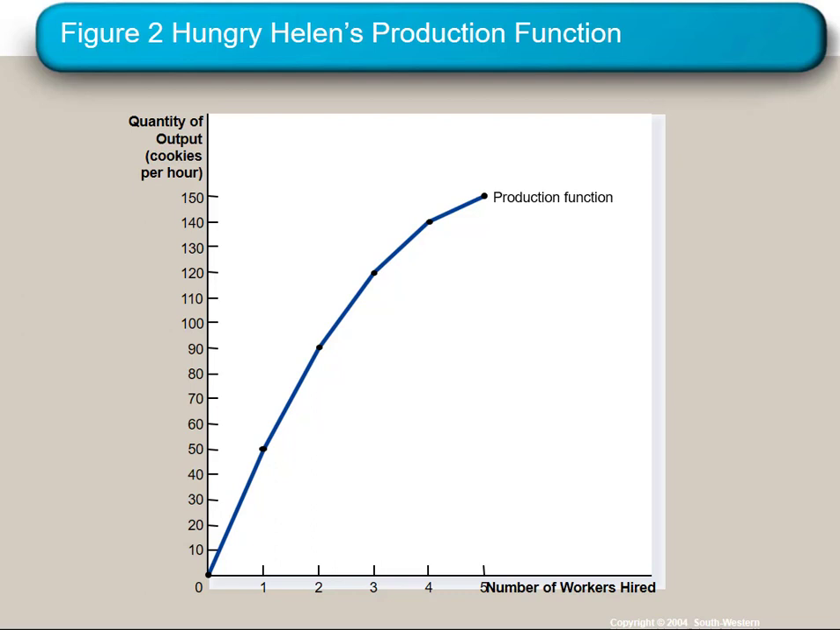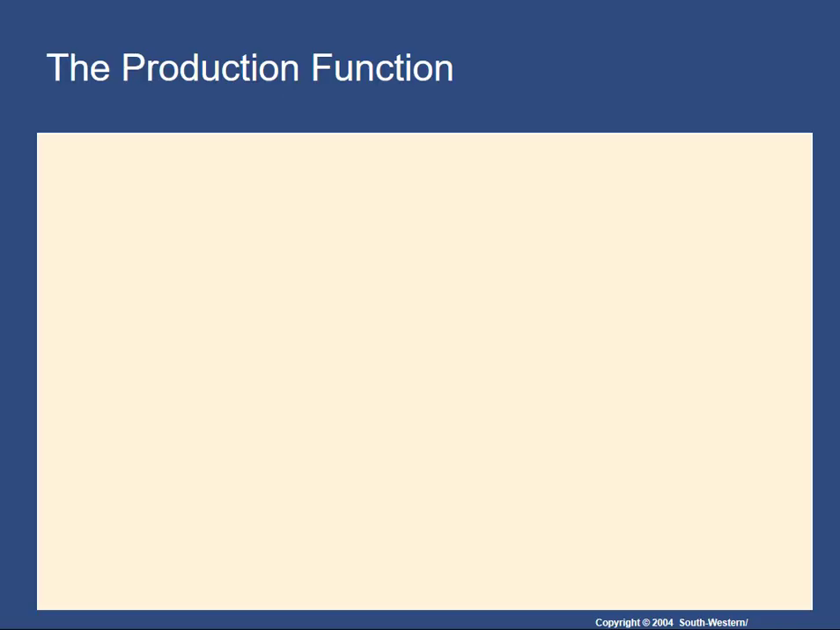That kind of shape is typical of what we see for most businesses that produce, as they use more of a variable input. Each additional unit of variable input leads to less output, and so you have this flatter and flatter slope. It looks like the production function's wilting toward the x-axis. It's leaning more and more in that direction.